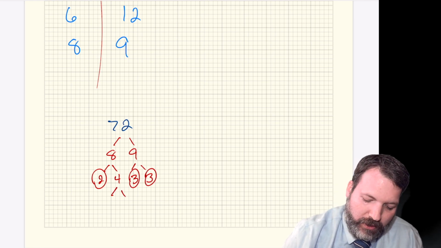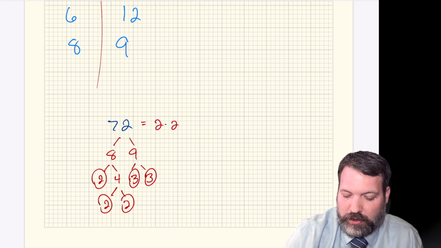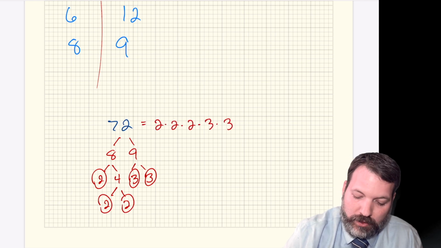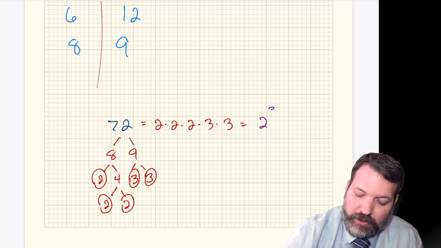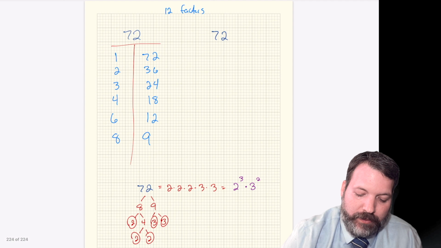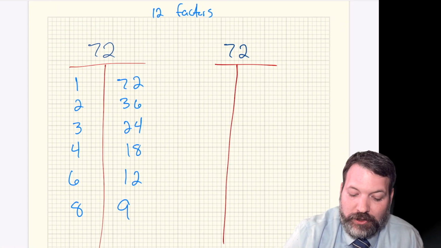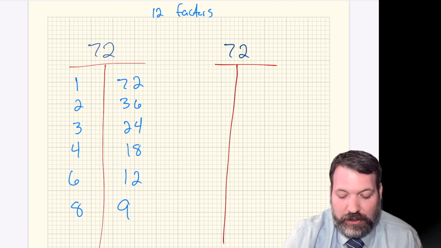And then the 4 itself is 2 times 2. So there it is, right? This is 2 times 2 times 2 times 3 times 3, or if we write it in exponential notation, 2 to the third times 3 squared. If we come back up to this table and we want to write these same factors, but we actually did a prime factorization for all of these, you would end up noticing something interesting.